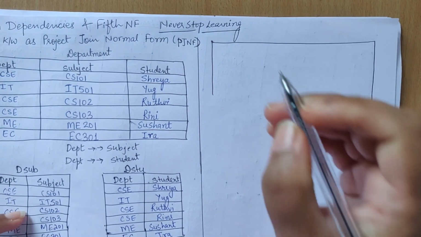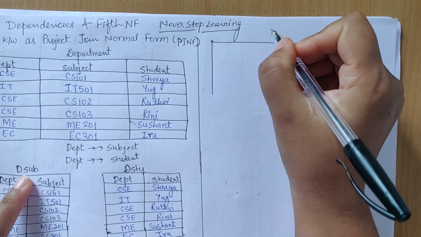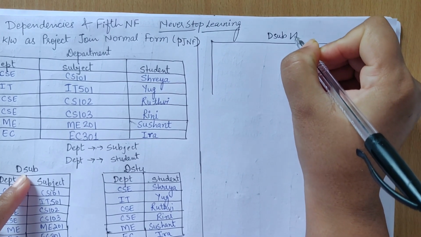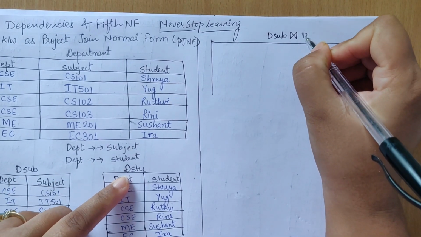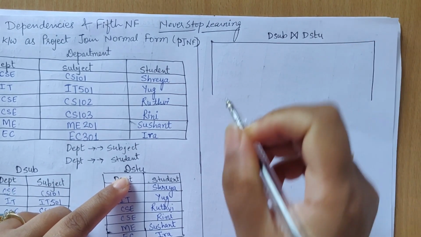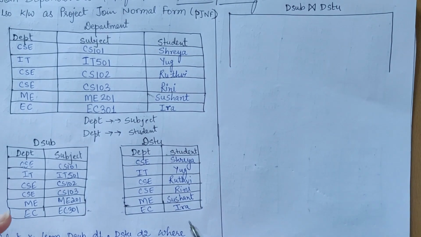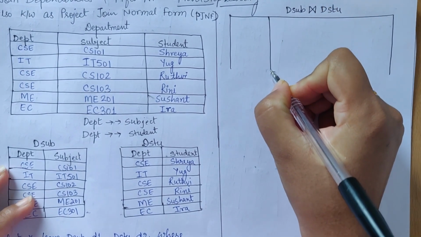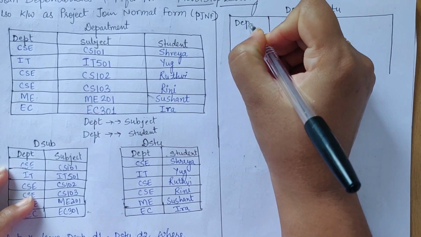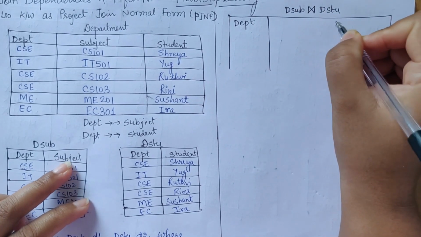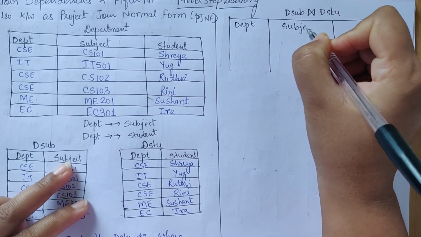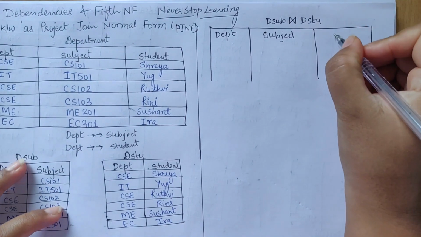So here I am applying join on D subject and D student. So how many tuples will there be? Now if I am applying natural join, the common column will come only once. So here I am writing department, then there will be subject, and then there is student.